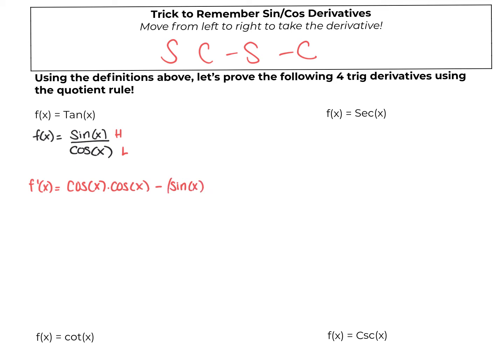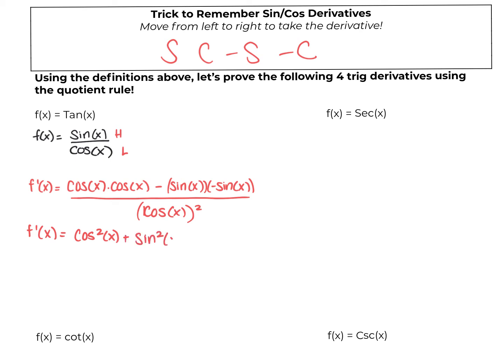and now d low. The derivative of cosine is negative sine. All over low squared. So cosine of x squared. So f prime of x equals cosine times cosine is cosine squared. And sine times negative sine, or negative times negative, is a positive sine squared. And we can divide that by, again, cosine squared of x.